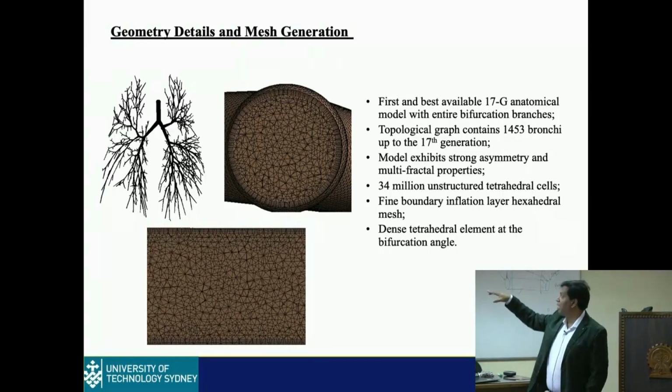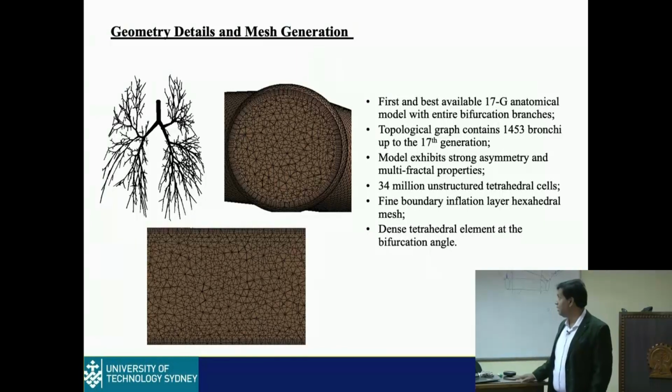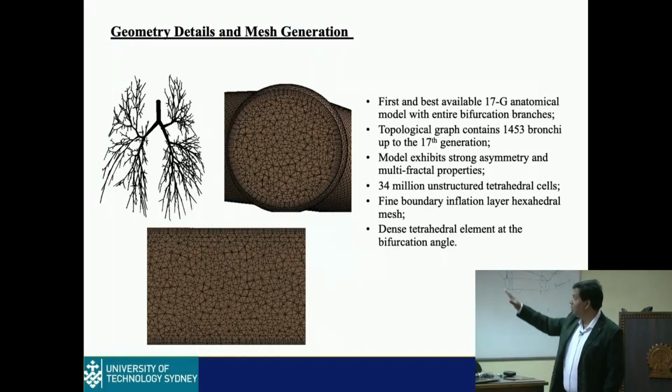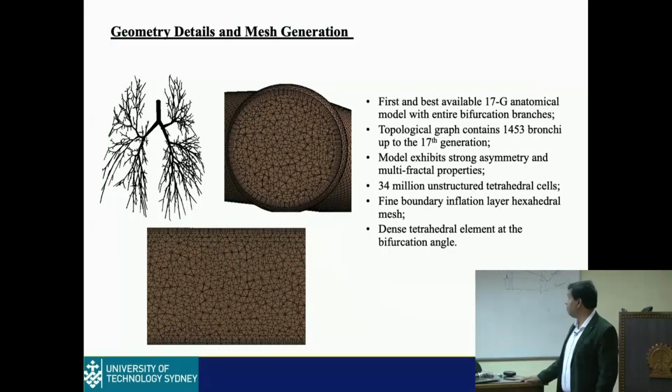Based on the path, they designed these airways, because we already have the Weibel geometry. We know the dimension of each bifurcation or branch. So if we know the path and if we know the dimension, it's easy to create it. That's the way we created this geometry. Until 2015, this geometry was very, very popular. All right. So then we used the first and best available 17th generation anatomical model with entire bifurcation branches.